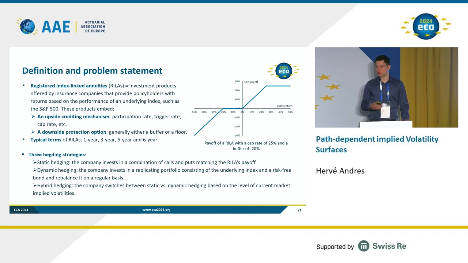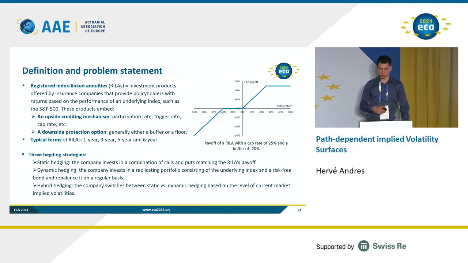Because at this point I've talked a lot about finance, but let's talk about insurance a bit. So the application is to so-called RILA products. This stands for registered indexed annuities, and those are investment products that are offered by, I think, mostly US insurance companies, and these products allow the policyholder to benefit from the return of a given index with both an upside crediting mechanism and a downside protection option.